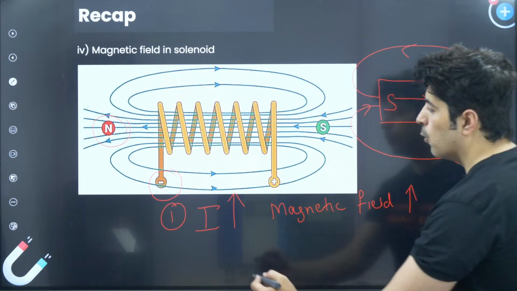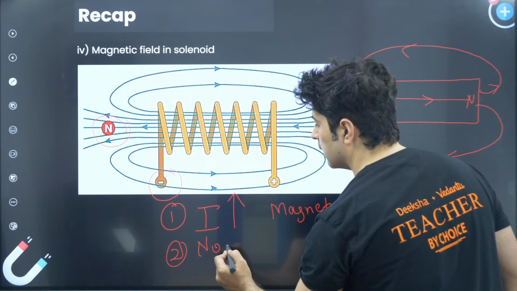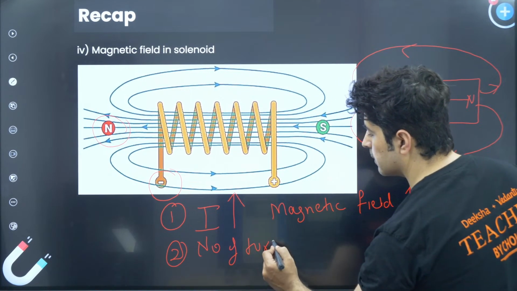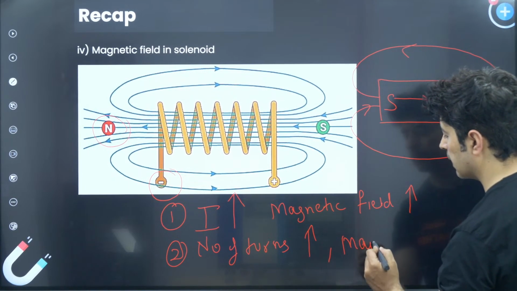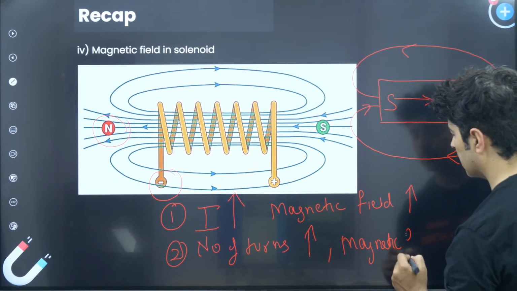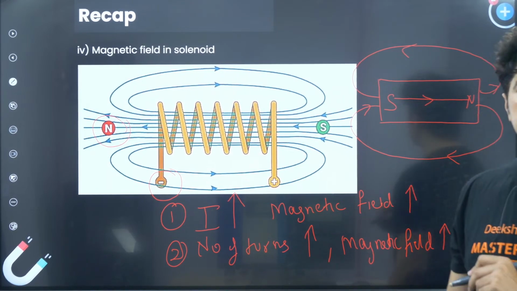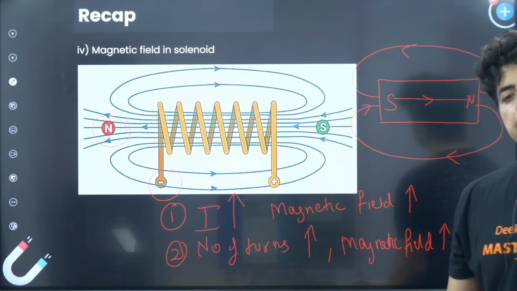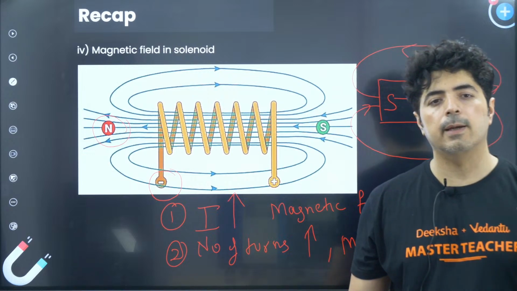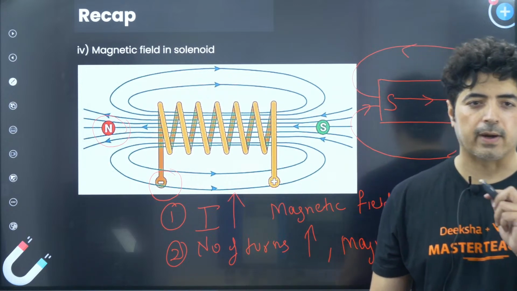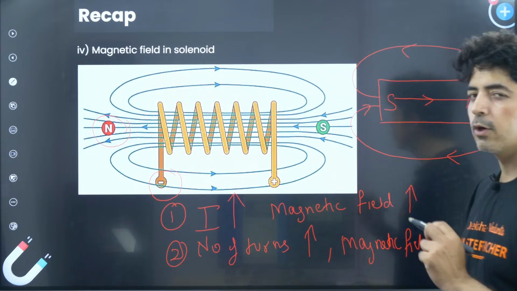Second thing, what about the number of turns? If the number of turns increases, your magnetic field increases. These two statements are extremely important, guys. We are spending more time on the solenoid for a reason, because this has been an important topic in the past 5 years. So I hope it's absolutely clear to you. Please do not make this mistake.